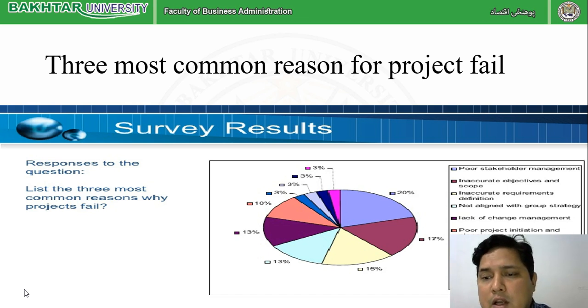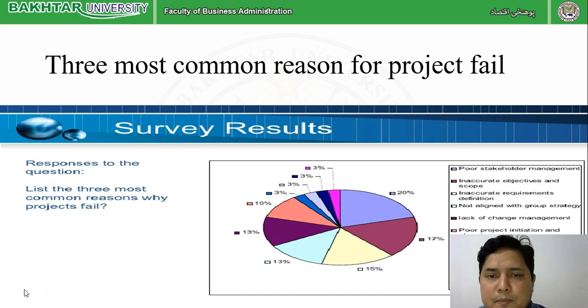And you can also see the fourth, not aligned with the group strategy, then lack of change management, poor project initiation and planning. So these are some major reasons for project failure as per the survey result.